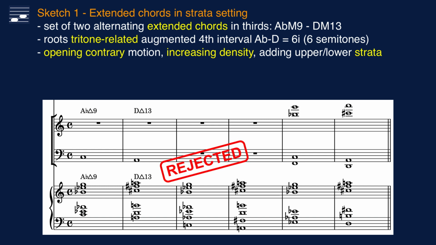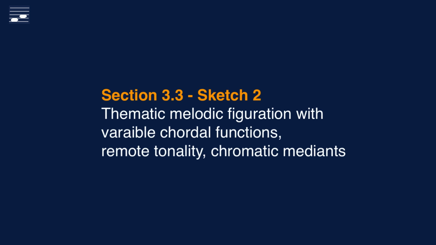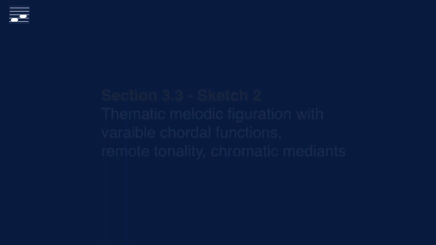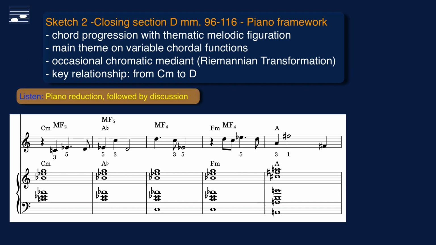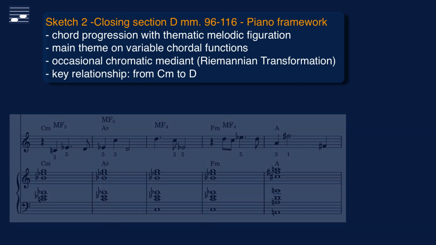I decided not to use this simple pair of alternating chords, but decided to keep the idea of developing a 4-part progression into a much denser strata texture. The second sketch uses the main theme over sustained diatonic harmony as opening statement, with a melodic figuration in the lead part. I continued the section with the main theme set as variable chordal functions. This progression contains chromatic median chord changes. Listen to the 2-piano rendering of the framework, with melody panned to the left and harmony to the right in the stereo field. I'll discuss the details afterwards.